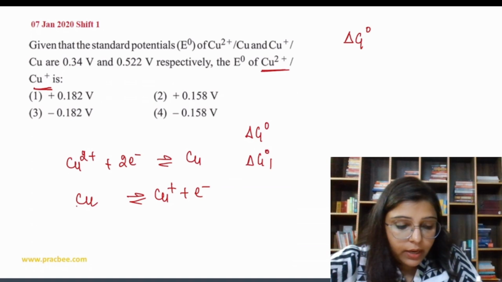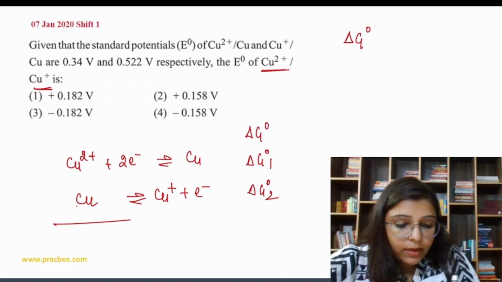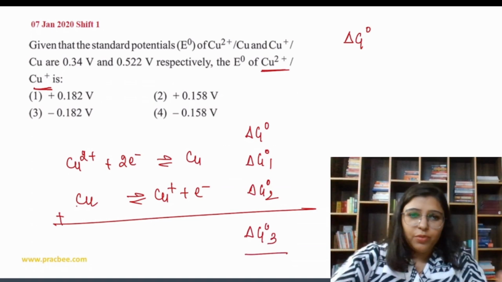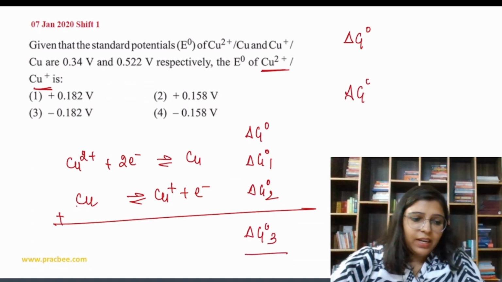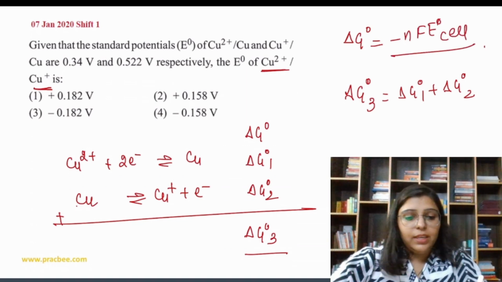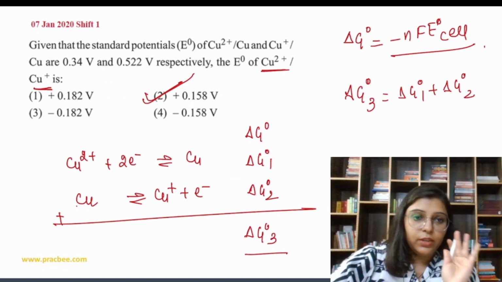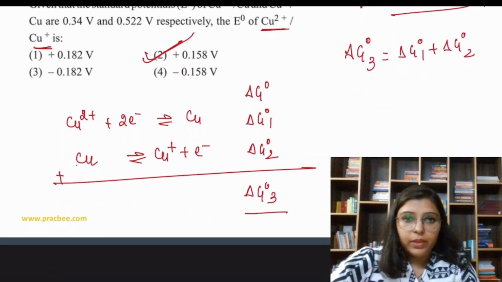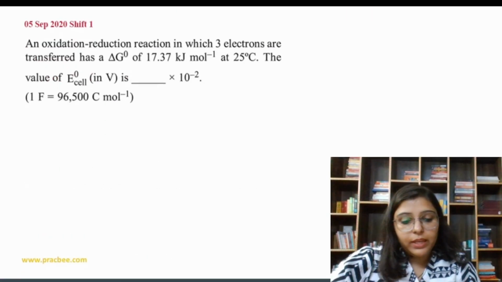Suppose this is delta G naught 1, here delta G naught 2, and then we have to add in order to calculate delta G naught 3. So basically you have to use delta G naught 3 is equal to delta G naught 1 plus delta G naught 2, and delta G naught you can write as minus NF E naught cell. So when you solve this, you get the answer option number 2. Just try to solve on your own, you get the correct answer. Okay, that's it. Now let's do the next question.